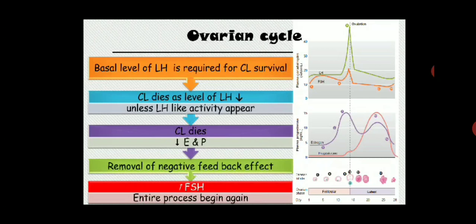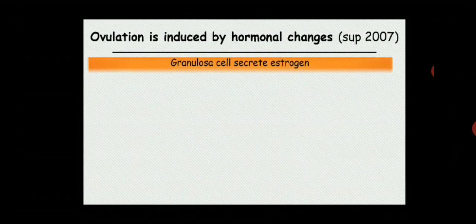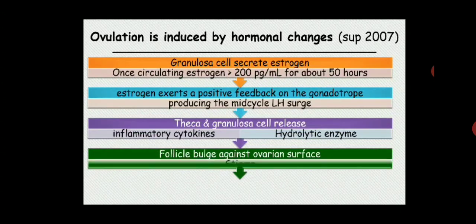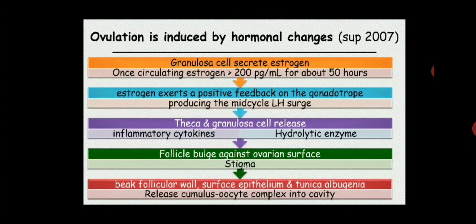Now there is one question asked in September 2007. Ovulation is induced by hormonal changes. All of this I already discussed, granulosa secretion. You just need to remember it and write it down. The answer is like this. Granulosa cells will secrete estrogen. Once circulating estrogen is more than 200 picogram per ml for about 50 hours or 2 days, estrogen exerts positive feedback on the gonadotrope, producing the mid-cycle LH surge.